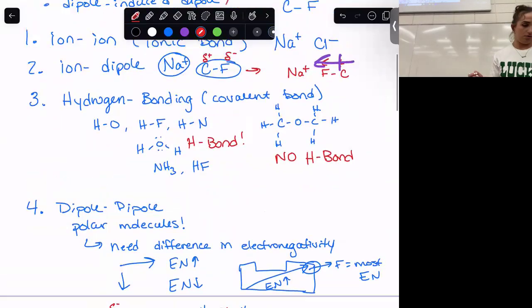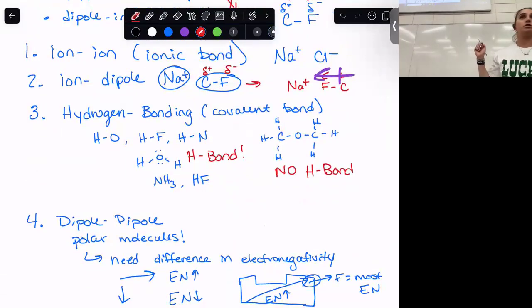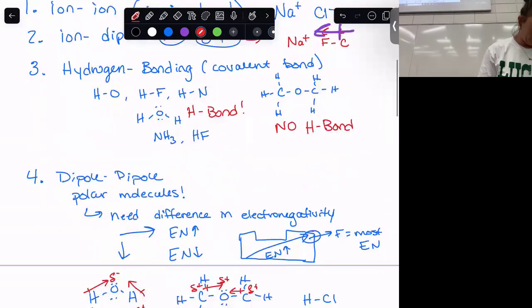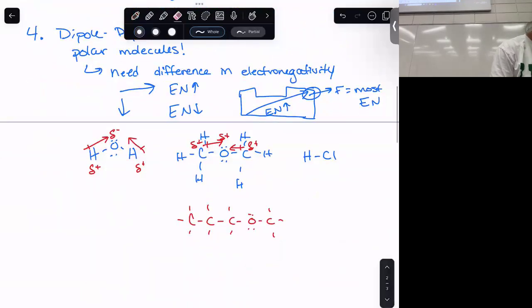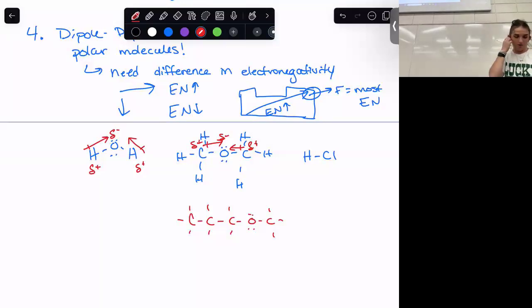Is that enough? I'll post this afterwards too. Did I draw a partial positive? Sorry, yep, it's the partial negative in front of the oxygen. Does that help answer questions? And then lastly, looking at between hydrogen and chlorine. Chlorine's going to be more electronegative, so that gets the partial negative, and the hydrogen gets the partial positive.